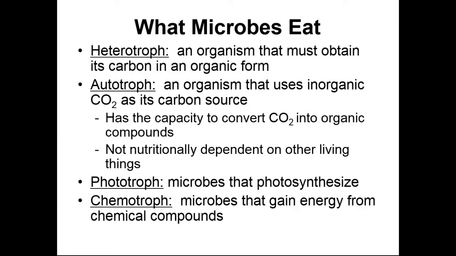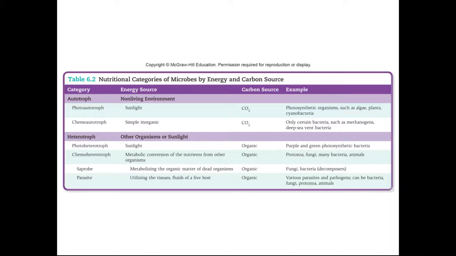We as human beings are chemoheterotrophs. We get our energy from chemical compounds. We don't photosynthesize. And we get our carbon from organic forms. We need to eat something to get carbon in our body. We can't take carbon in from the atmosphere, thankfully, depending on your viewpoint. Here's a table breaking down the mixing and matching of the different combinations.